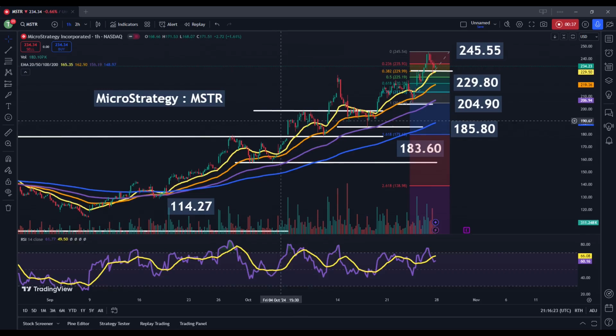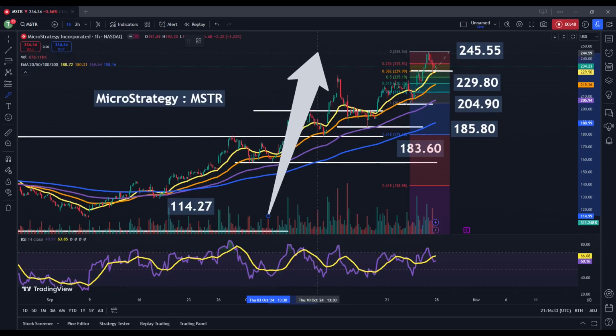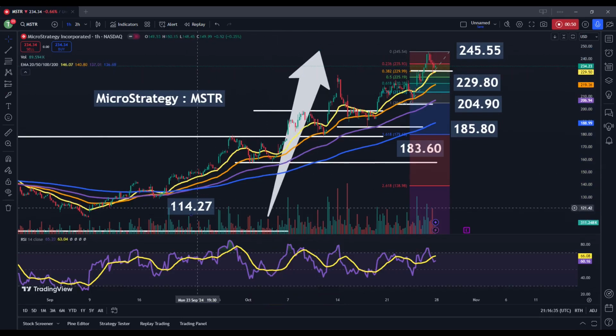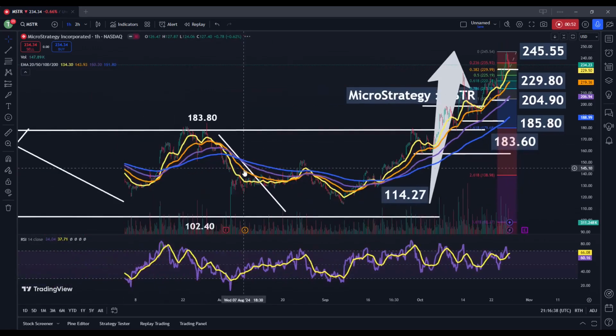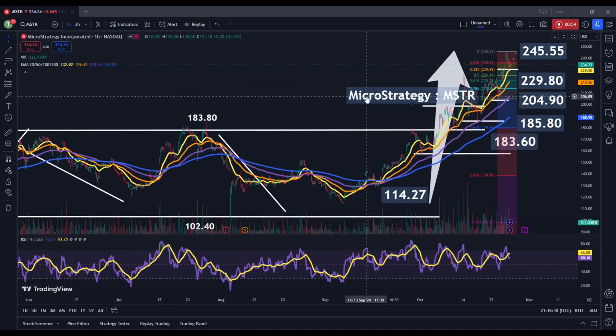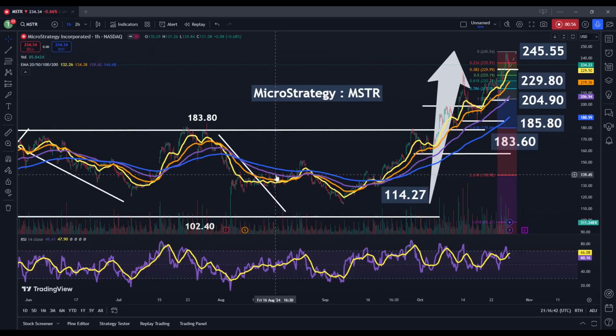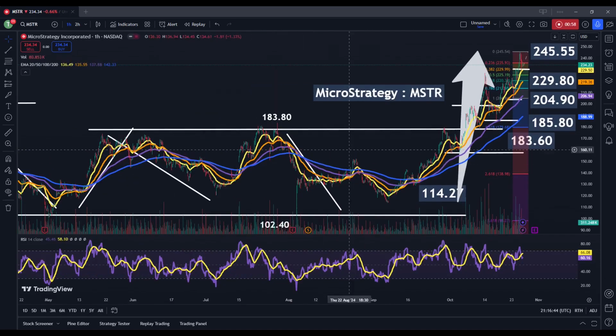So what we're looking at here is the 1 hour time frame. That means that each candle on this price chart represents a 1 hour trading period. And as we can see, the share price has managed to make a fairly forceful move higher after posting these prior lows at 114.27. So this has been a very forceful move here, and we have broken above several important resistance zones in the process.